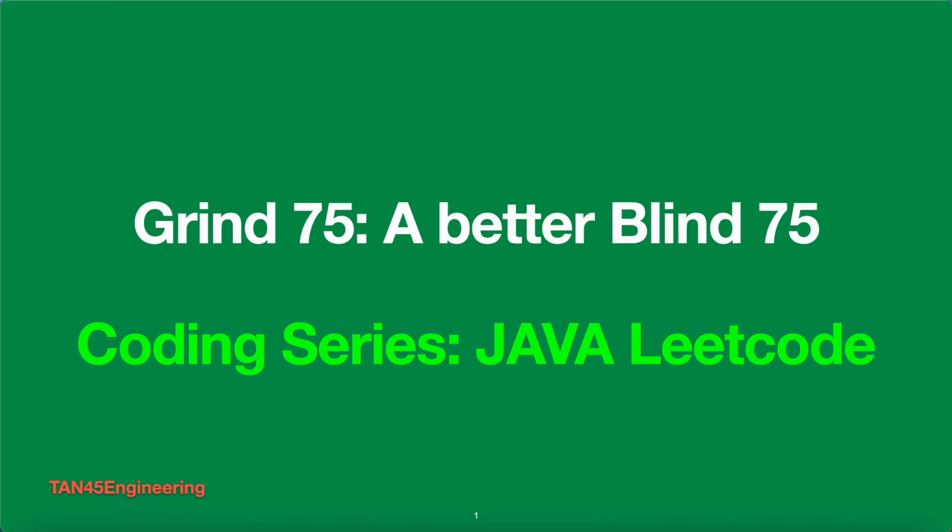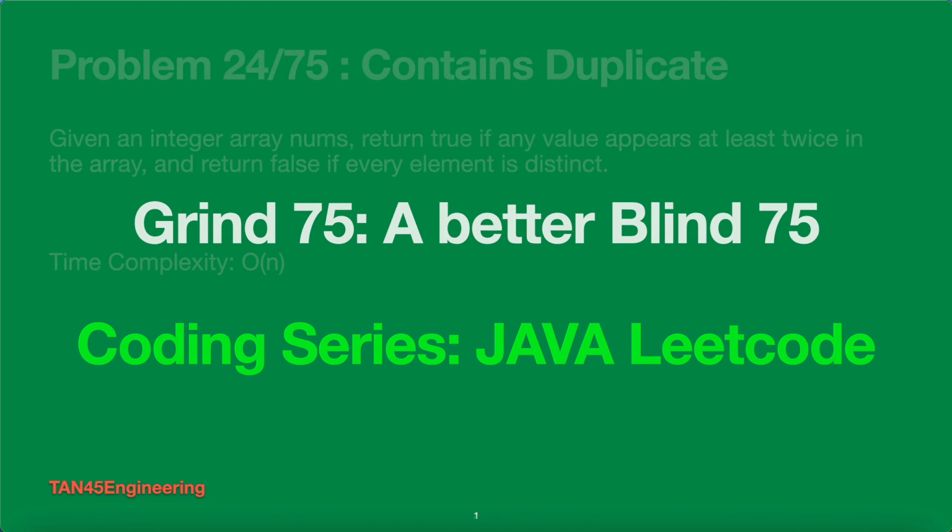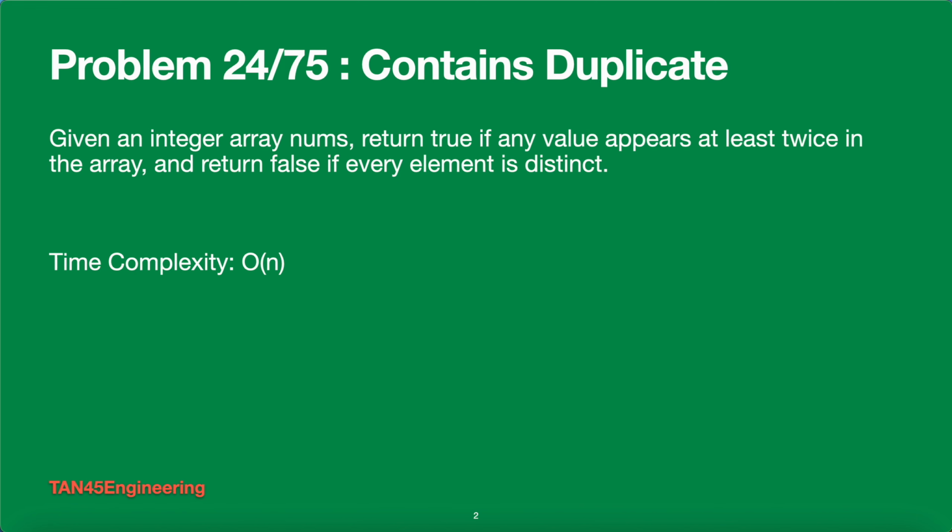We are here with yet another video in our Grind 75, a Better Blind 75 coding series. So today's problem is on whether an array contains a duplicate or not. It's a very simple problem. We'll directly jump into the problem statement and start solving.